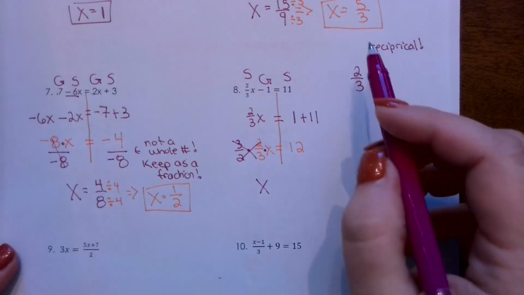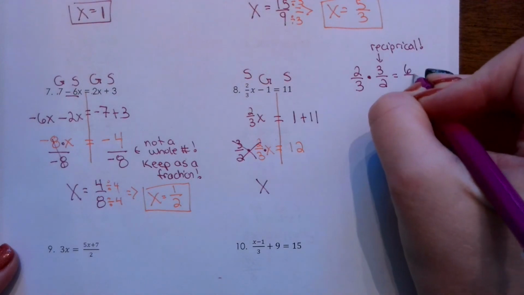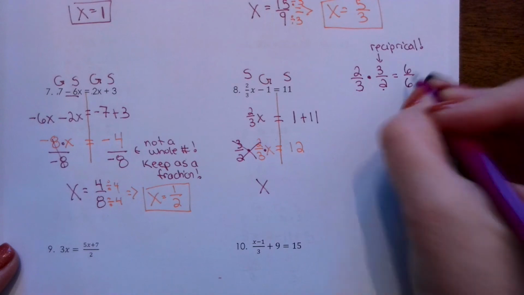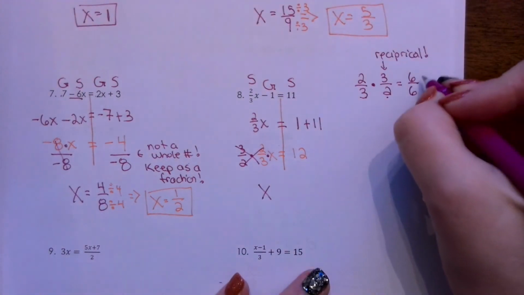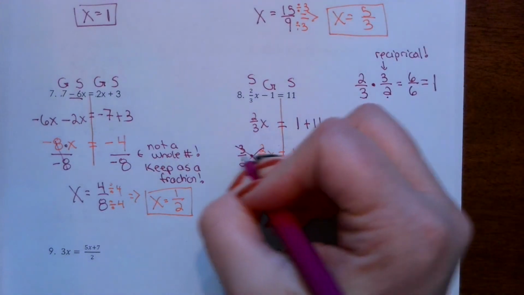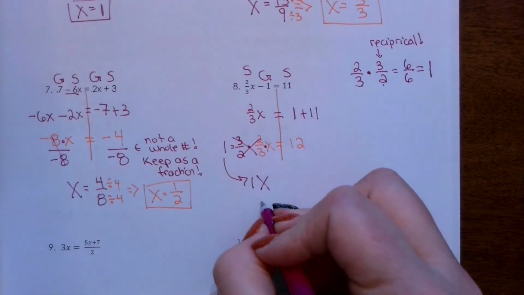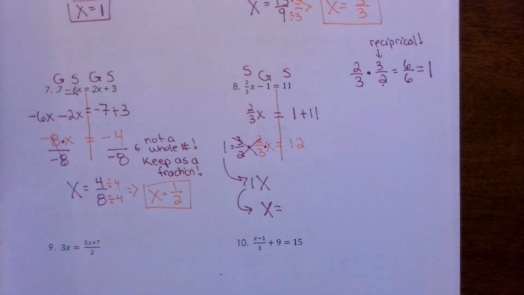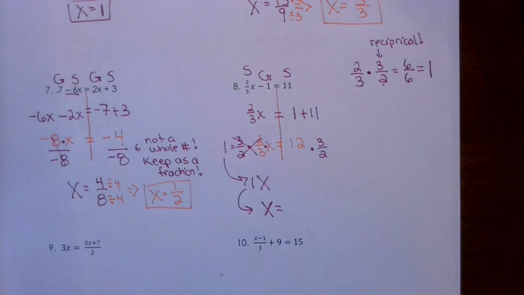So when I multiply straight across, 2 times 3 in the numerator, that's 6. 3 times 2, I multiply straight across in the denominator, that is 6. What is 6 divided by 6? Well, any number divided by itself is 1. So you can see that this equals 1x. And guess what? 1x is just x. Yay! So that's why I multiply by the reciprocal. A little trickier, of course, by 3/2.